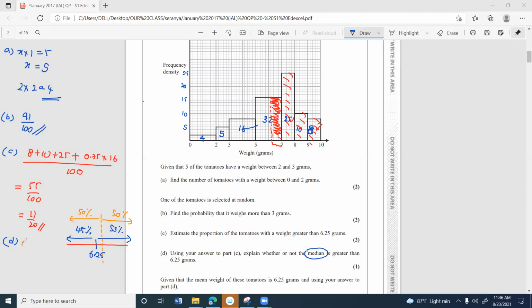Therefore, you can say the median must definitely be what? The median must be definitely greater than 6.25. That's a factor to understand with this question. Right. Okay.